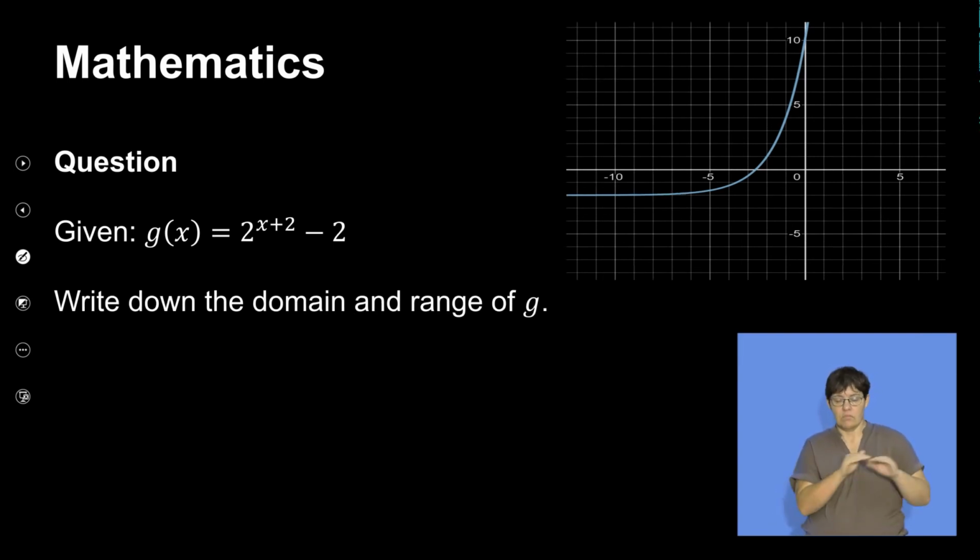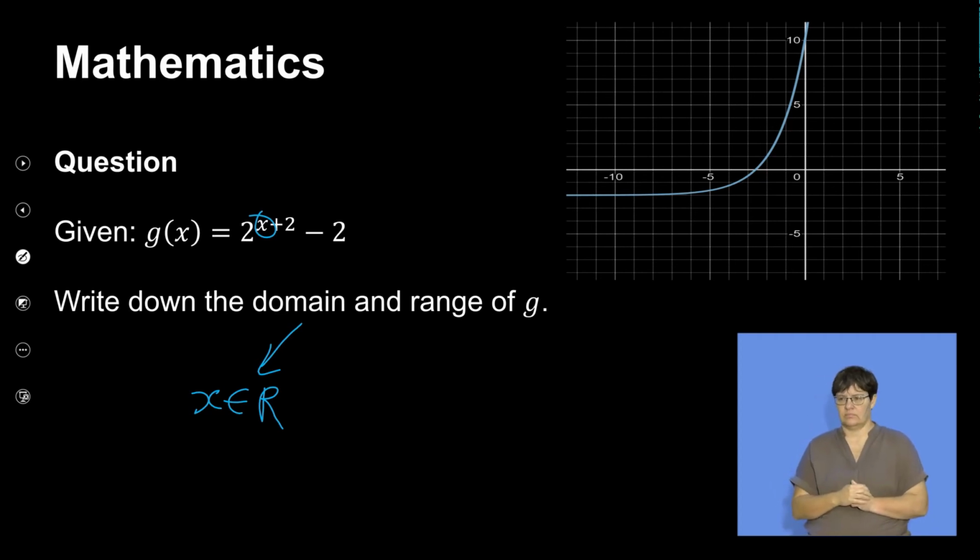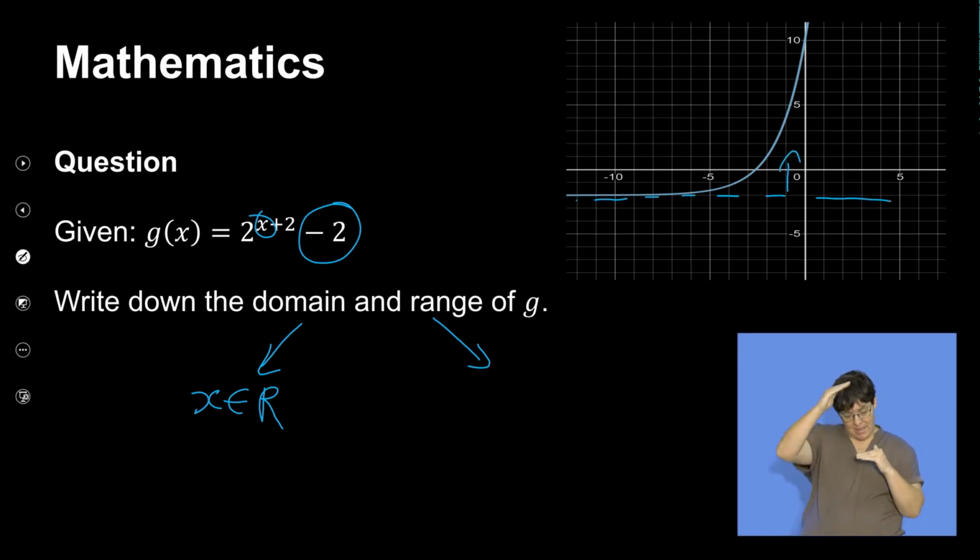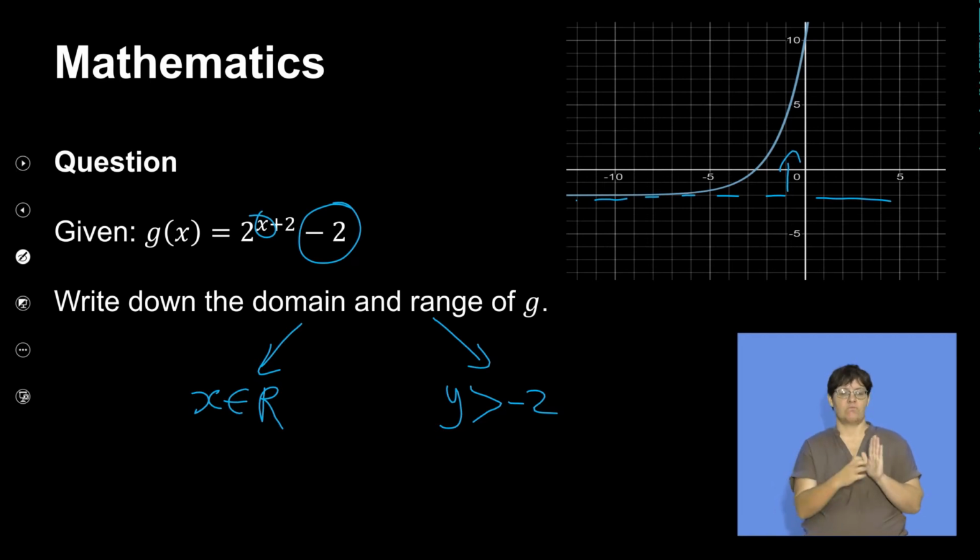The domain and the range of this: the domain, definitely x can be anything and everything in terms of the real numbers. So x is an element of real numbers, because x can be 0. If it's 0, it means 0 plus 2, which is just 2, right? But with the range, y cannot be -2, and it can also not be below -2, because remember that -2 was there and the graph is above -2, so it means y is greater than -2, and that will be what this graph is all about.